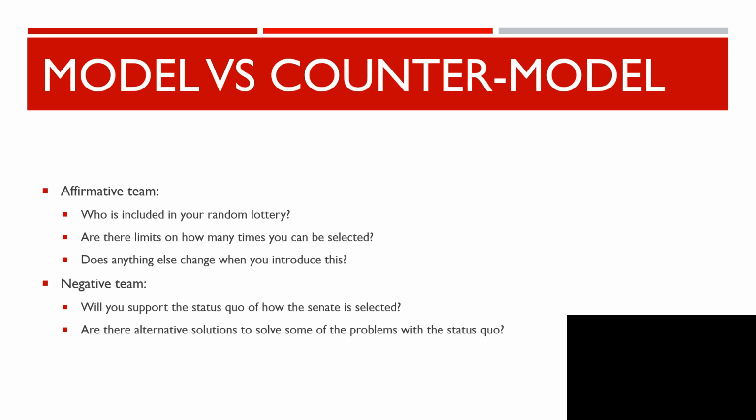I think that the first thing to look at from the affirmative team is a question of who is going to be included in your random lottery. There are a number of decisions that you could take in regards to this. For example, you could look at this in a not dissimilar way to jury duty. For jury duty, any person that is on the voter roll, that is to say, any person that can vote in an election, is eligible to be selected for jury duty.